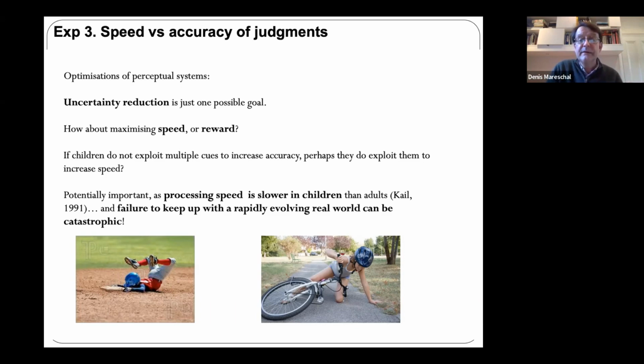It's very possible that children might be optimizing their sensory information integration for speed rather than accuracy, because general processing speed in children is slower than adults. So the kind of CPU is going to take a little bit longer to work through all those calculations. And if you're trying to interact with a real dynamic world, well, here are 2 pictures of what happens when your sensory motor decision-making isn't keeping up with the rapidly evolving world. Failure to keep up can be catastrophic.